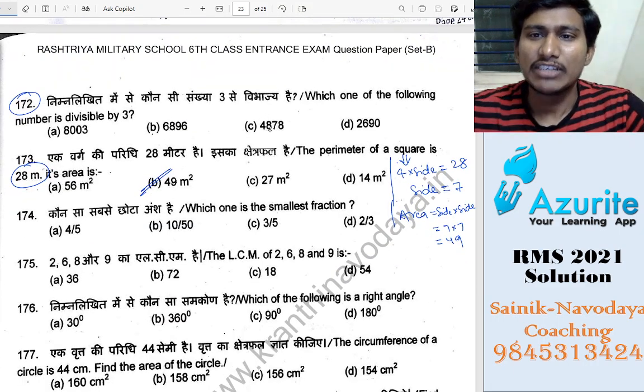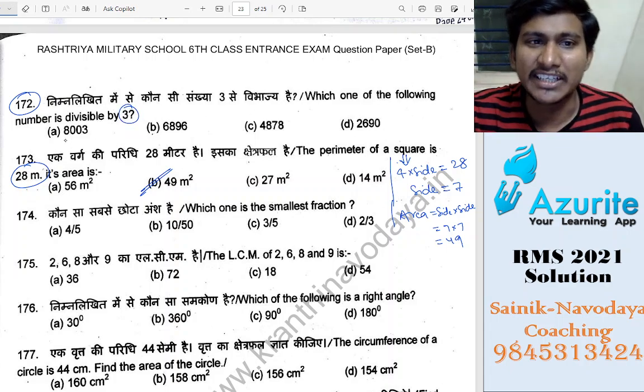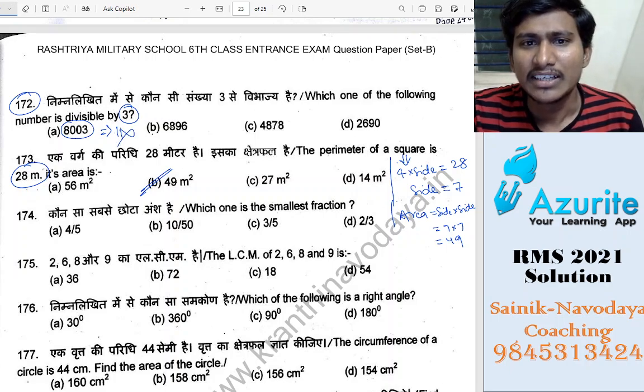See here, divisibility of 3. Divisibility of 3 means we have to add all the numbers and check it. So 8 plus 3 is 11. 11 is not possible. Here 6 will come in the table, 9 will come, 8 will come.